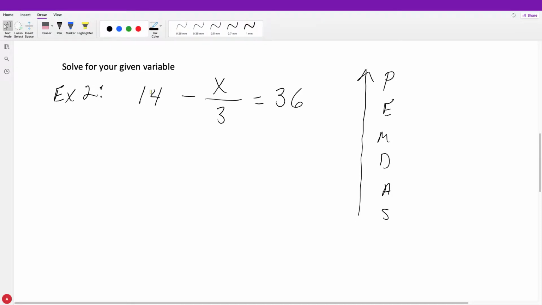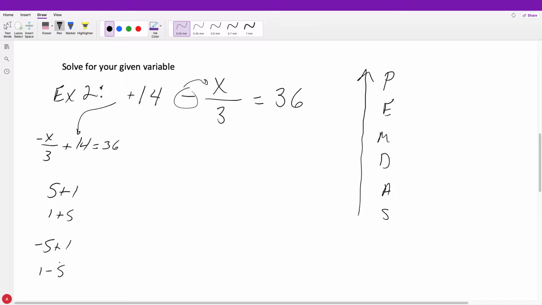So this first one, 14 minus x over 3, a lot of people have trouble with this. They don't realize that this 14 is actually being added to our variable, because we could rewrite this if we wanted to. I could rewrite it as negative x over 3 plus 14 is equal to 36. As long as the signs that we have with each of our terms remain with them, we can go in the other order with addition and subtraction, because 5 plus 1 is the same as 1 plus 5, or negative 5 plus 1 is the same as 1 minus 5. They are the same. So we can rewrite the order if we needed to, to be able to visually see it.